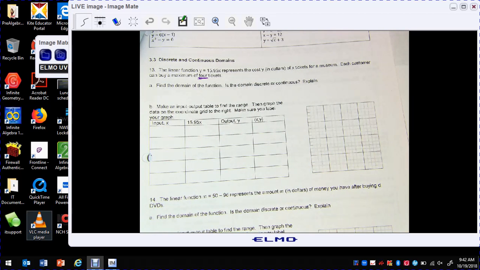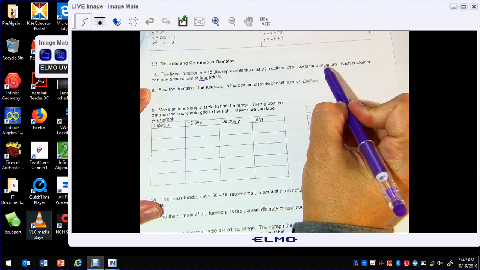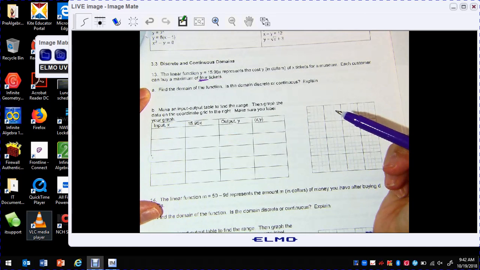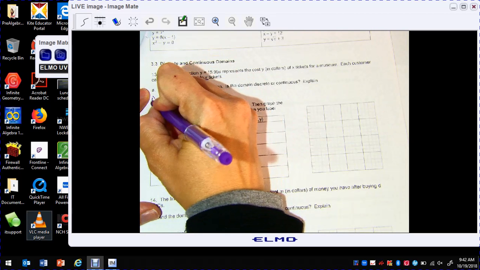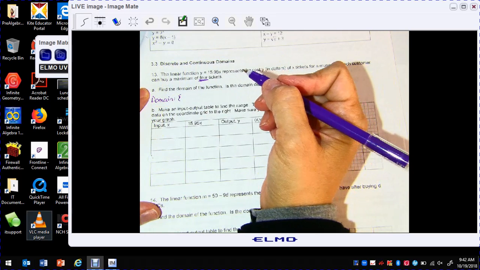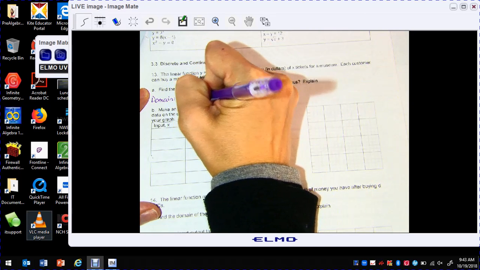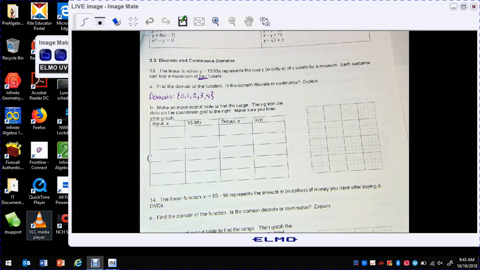So we want to find the domain, and is the domain discrete or continuous? And we need to explain. So if tickets is my input, my x values, then this maximum of 4 tickets comes into play here. If I write my domain out with a squiggly bracket, I know a customer can choose to not buy any tickets. They could buy 1, they could buy 2, they could buy 3, and they could buy 4, but it says maximum of 4. So that would be my domain.